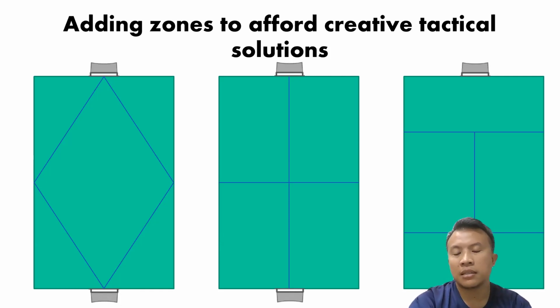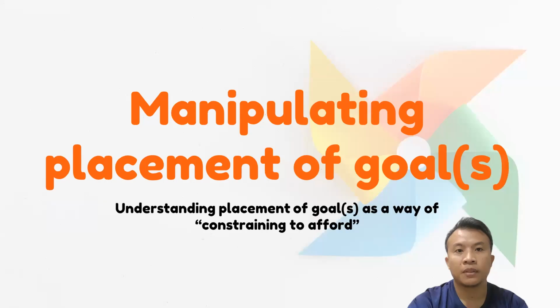For example, in the last diagram here, maybe this will minimize the crowding in the central part of the field, and this will possibly encourage switching of play as well. And once the players are in the attacking zone, they will have to try to bring the ball back to the middle where the goal post is situated.